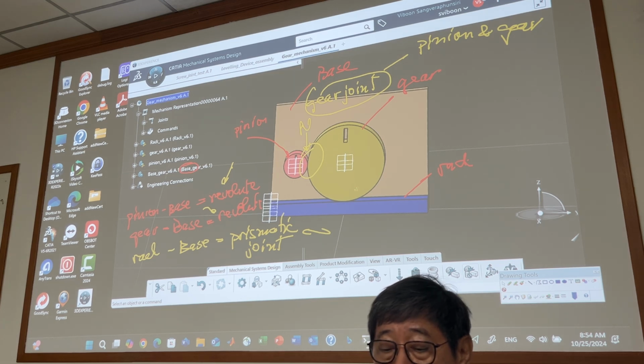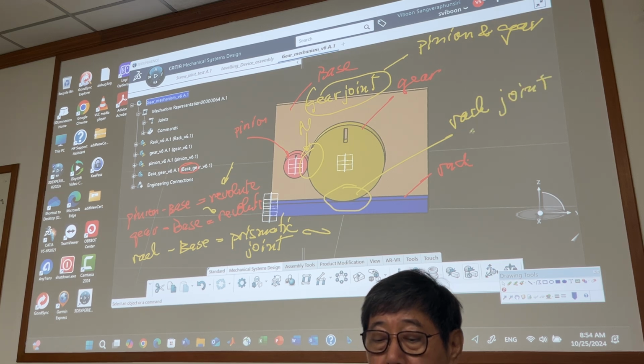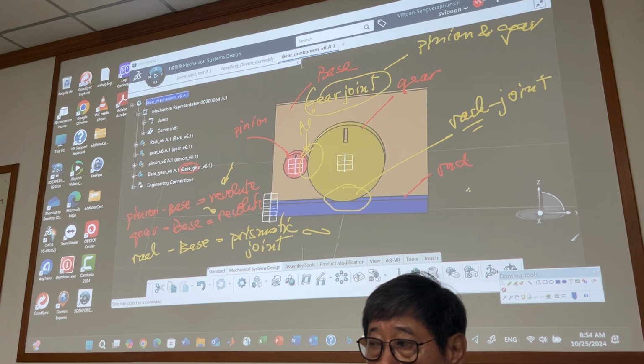And we have another joint here. It's a rack joint. Its full name is called rack and pinion joint. Rack joint, this one, you have a relationship between rotation and translation.